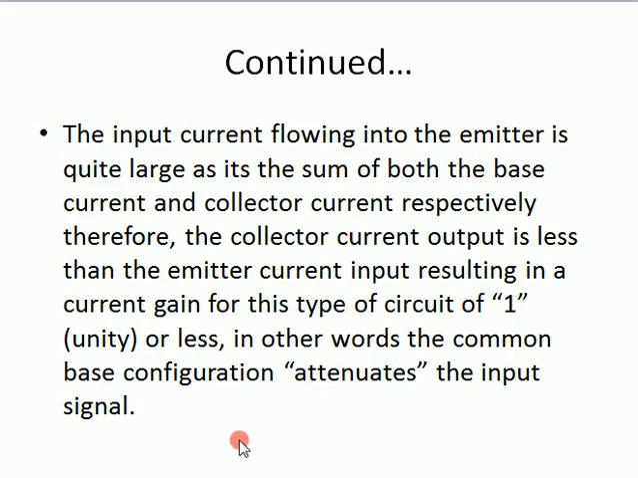This has been discussed here, and that current gain is known as alpha. So we may say that the common base configuration attenuates the input signal, so that at the output side we have a very small amount of voltage.